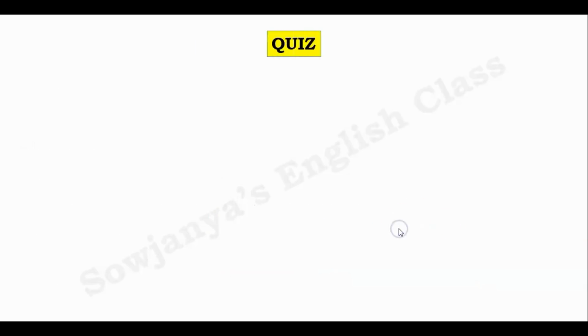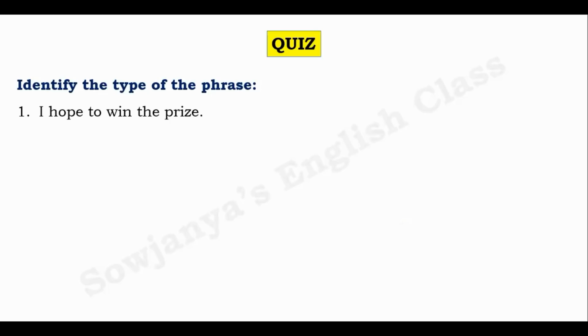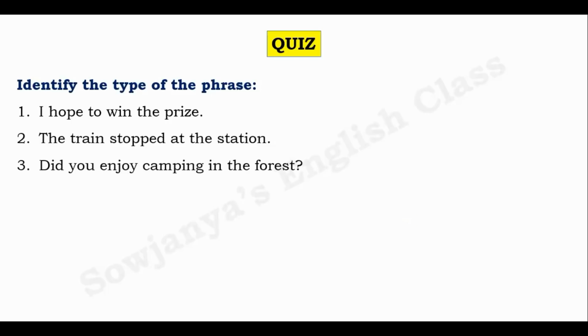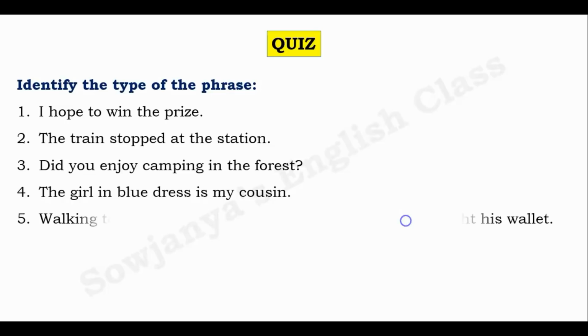And now it is time for our quiz. I don't say that it is so simple, but you can do this after watching the video with focus. Let me start typing. Identify the type of the phrase. That's what you are supposed to do. First one, I hope to win the prize. Second one, the train stopped at the station. Look for clue words. Did you enjoy camping in the forest? The girl in blue dress is my cousin.